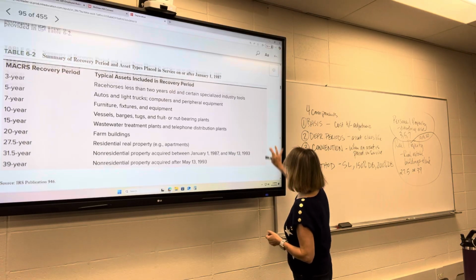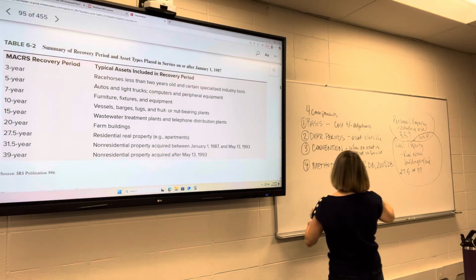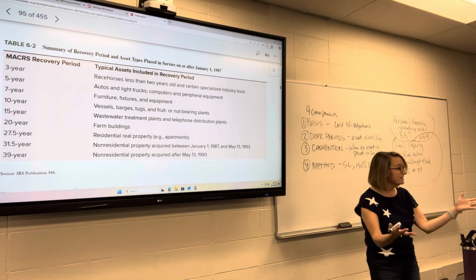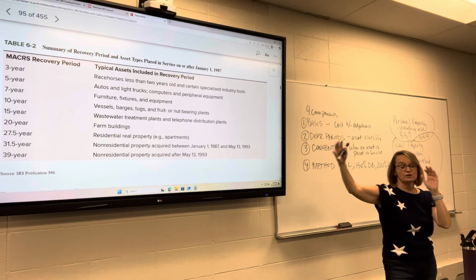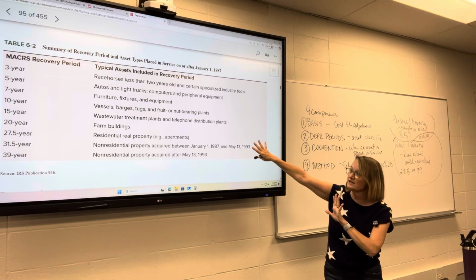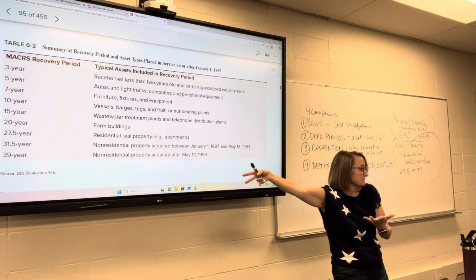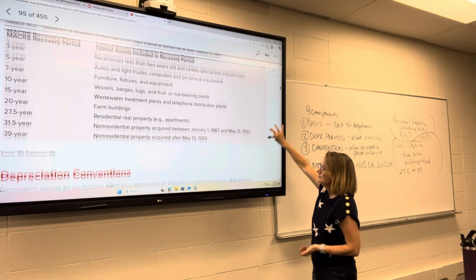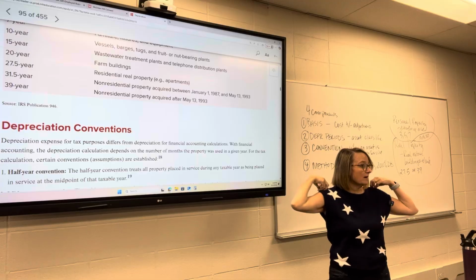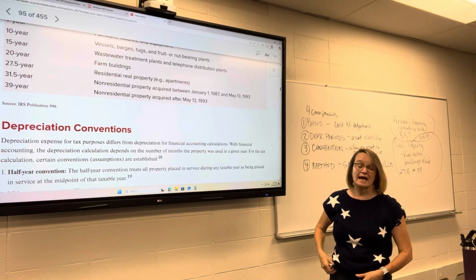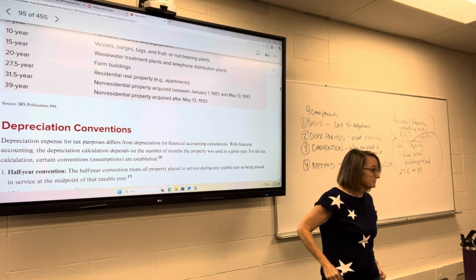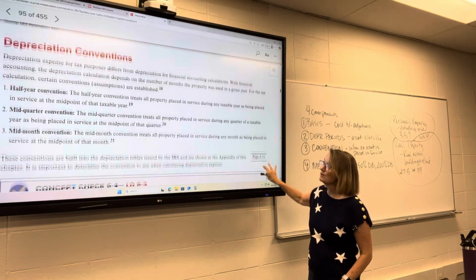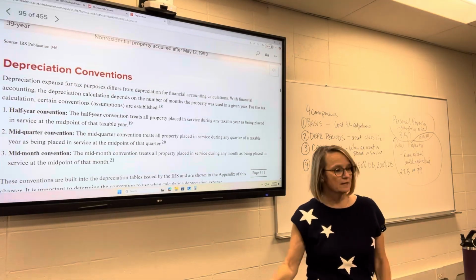So those are the different asset class lives or depreciation periods. All you do is figure out what it is and then look up the chart. Where does it fit in this? And that's the length of time you depreciate it over. So you don't have to make any decisions as to how long you're going to depreciate it. And remember, there's no salvage value either, so we don't include that in the concept.